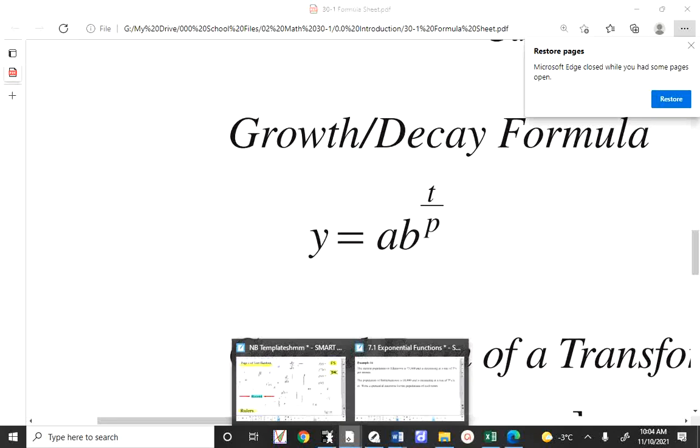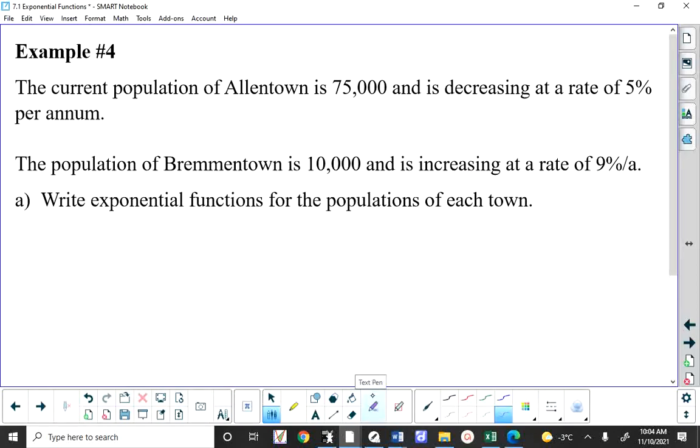We have two towns. We have Allentown and Brementown. Allentown currently has a population of 75,000, and they don't like what's going on.